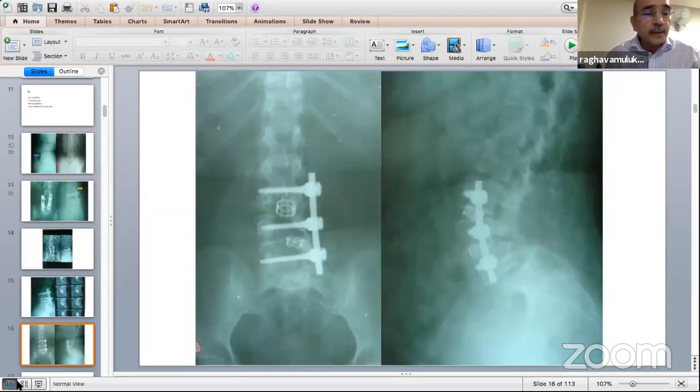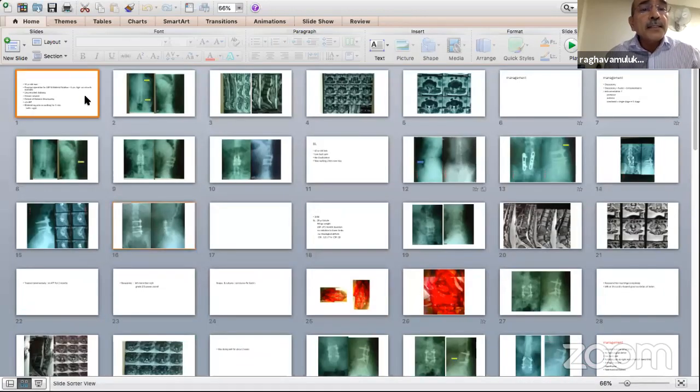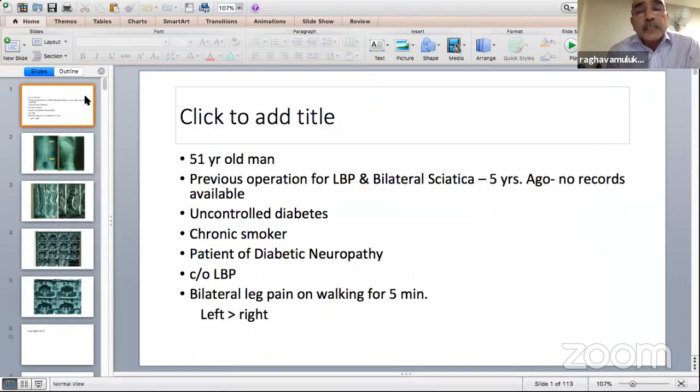Yes, sir. Okay, and stop me whenever you want to. Now, this is an interesting case. This is very special to India. This is a 51-year-old man, smokes like hell, 20 to 30 cigarettes a day. He's an insulin-dependent diabetic, with uncontrolled diabetes. He came to us with sugars around 400, and he had demonstrable diabetic neuropathy. Now, this gentleman went to some surgeon and this was what was done.